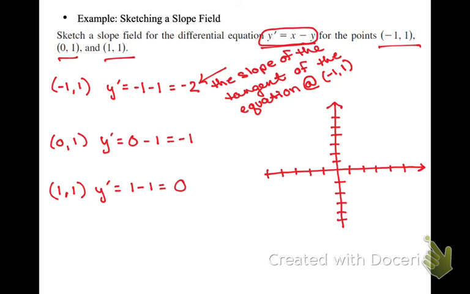Okay, there's my coordinate plane. My first point was negative 1, 1. There's my first point. My second point is 0, 1. I should have made it a different color. And my next point is 1, 1. So, my slopes at those points.